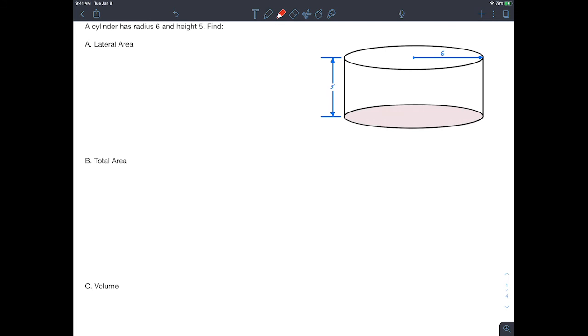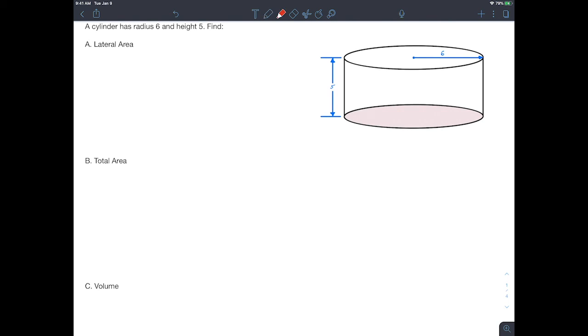Our first problem is a cylinder with a radius of 6 and a height of 5. And we want to find the lateral area, the total area, and the volume. I have drawn out the cylinder with the given dimensions that we have. And first, the lateral area. The definition of the lateral area is the area of the sides without including the top or the bottom.